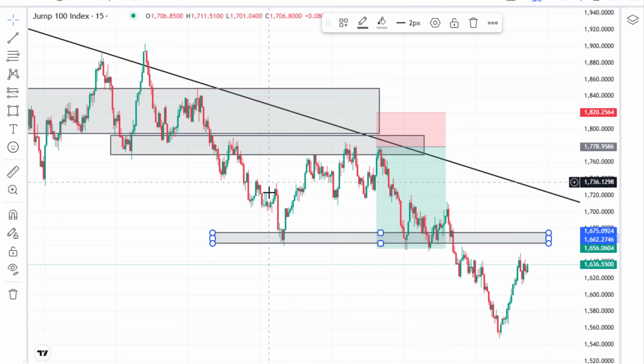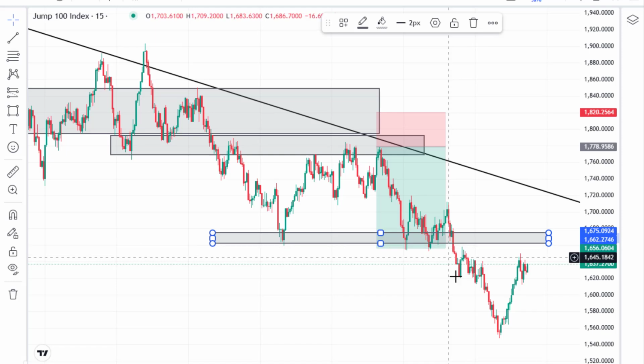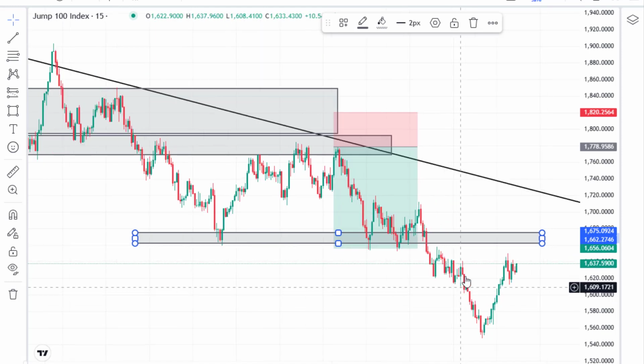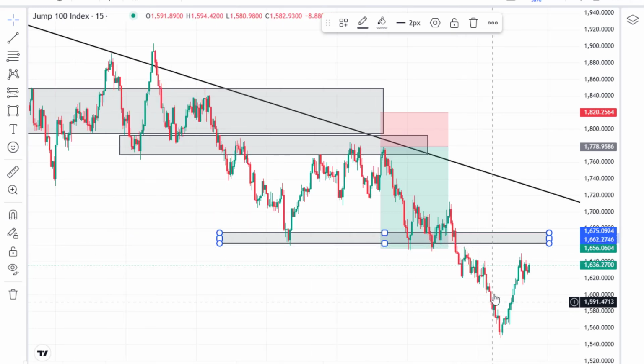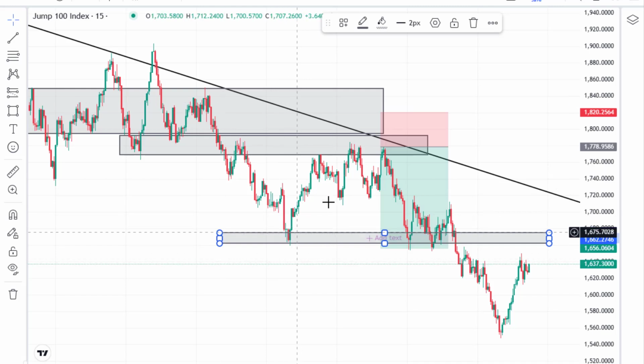Now look, it rejected once, twice, thrice. Now it finally broke out of this zone. So basically what should we be expecting? We're expecting this zone now to become what? Resistance in this situation, right? So if it becomes resistance, it means price will most likely be finding resistance around this zone when it pulls back, because now we have a pullback, we have an impulsive move, we have a pullback, we have an impulsive move, and price is pulling back.